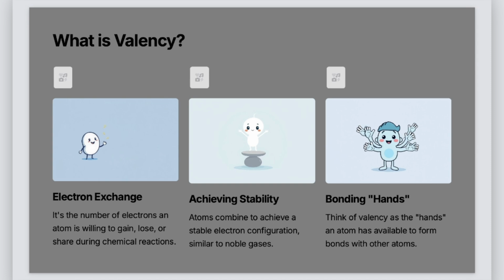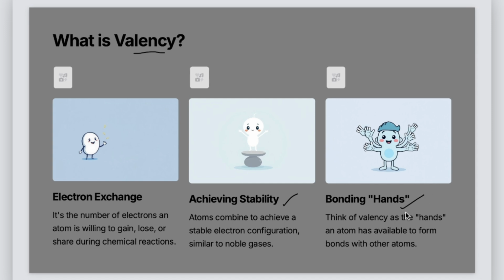So, every element tries to become stable by either losing, gaining, or sharing electrons. And the number of electrons it needs to do that is called valency. So, it is the number of electrons an atom is willing to gain, lose, or share during a chemical reaction. In another way, you can say it's all about achieving a stable electronic configuration. You can also think of valency as hands.